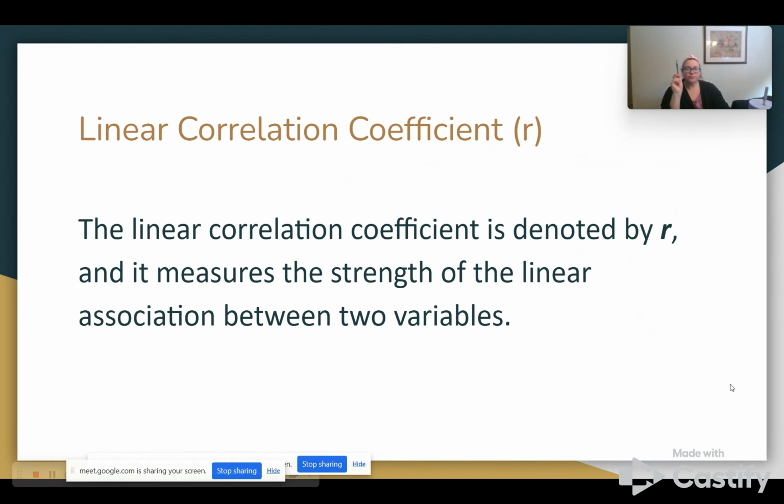All right, so you've heard me talking about a correlation coefficient. This is what it is. It's the R in this case, and it's the linear correlation coefficient. It measures the strength of the linear association between the X and Y, between the two variables.